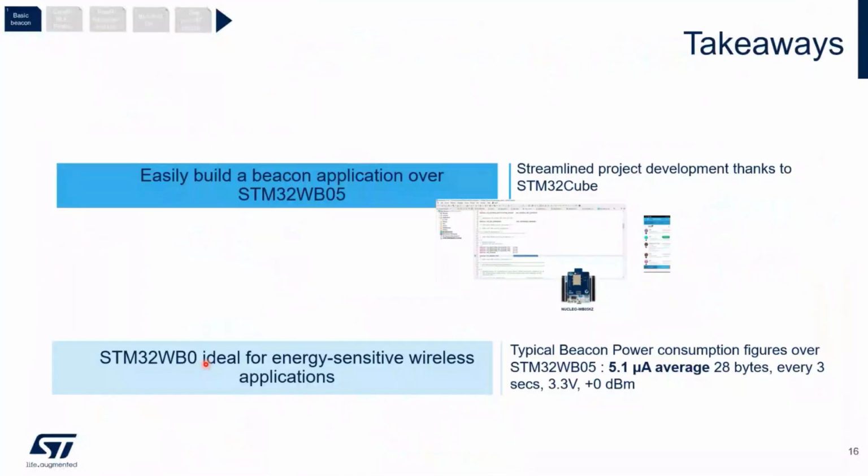What to keep in mind is that we have been easily able to build a BLE application over STM32WB0, thanks to the powerful ecosystem, the STM32Cube. And on top, I just need to highlight that this family has been designed for low power. Typically, if we consider a beacon, a device advertising 28 bytes every 3 seconds at 0 dBm, we will consume an average of 5.1 microamps. So definitely WB05 is designed for this kind of small, light application, which is not demanding in terms of flash and RAM.